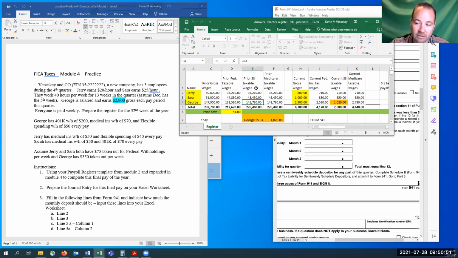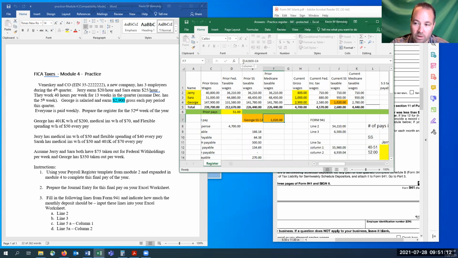George, if we look at the prior wages after the 51st pay, he's real close to the cap. So we know he's definitely going to go over the cap. If I take this number and add in 2780, yeah, he's definitely over the cap. So what I did is I did a little formula. For George, I just did step 1 in my head, came down here to do step 2, 142.8 minus his prior taxable wages. And all he has left to be taxed is the 1,020. So the 1,020 is here instead of 2780.